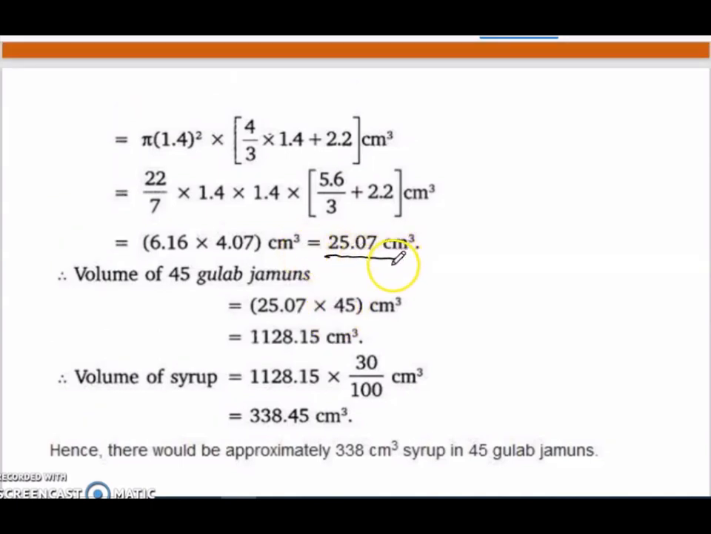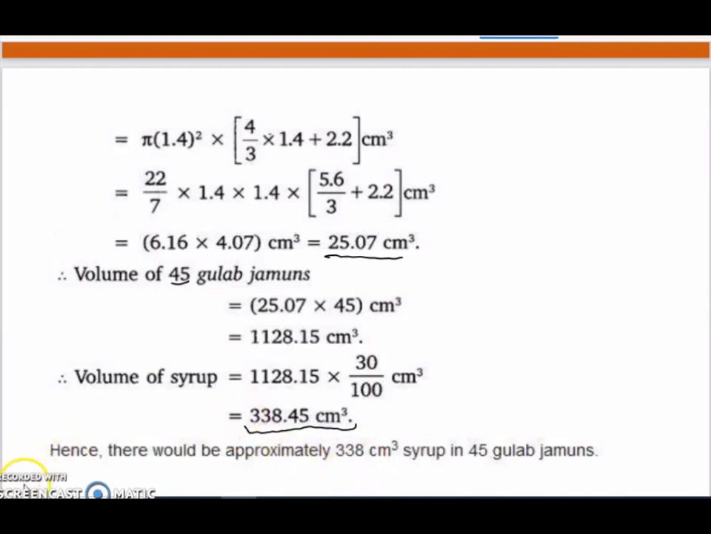This is volume of 1, but you need to find volume of 45. So multiply this with 45. But what you have to actually find is volume of the syrup that is there in these 45. So syrup is only 30% of this volume. That is 30 by 100 into this one. When you evaluate that, you will get 338.45 centimeter cube. This much volume of sugar syrup is there in 45 gulab jamuns.